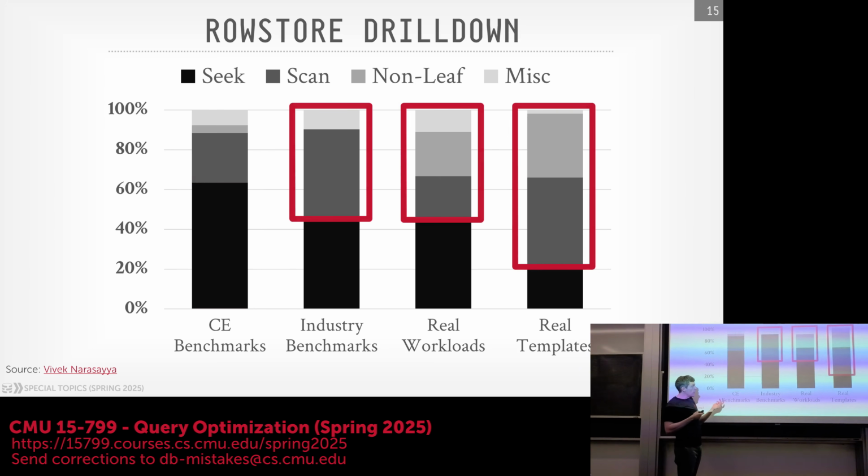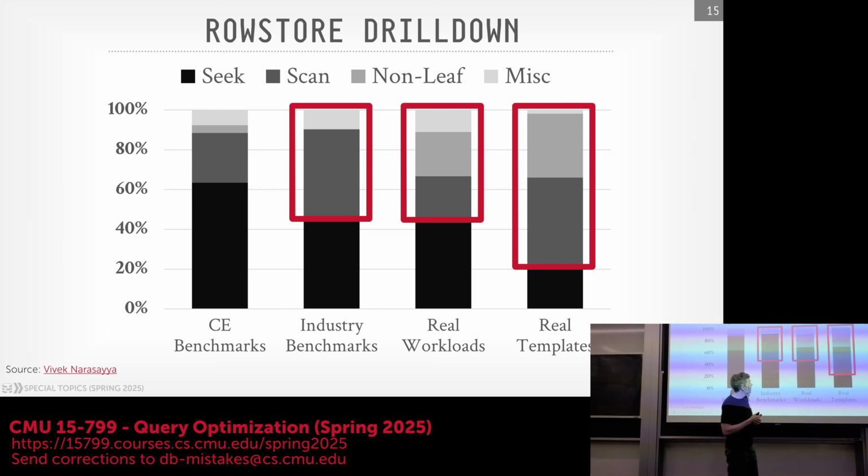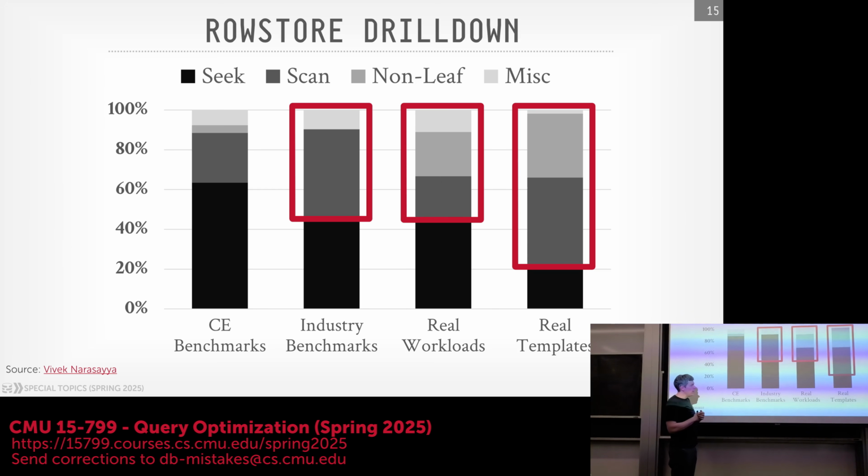For all the other ones, it's the combination of the other 3. There isn't one that dominates. Like in this one here, it looks like the scan makes the most difference. Scan and the non-leaf ones are about the same there. But for the real workloads, it's almost split evenly between these three things.